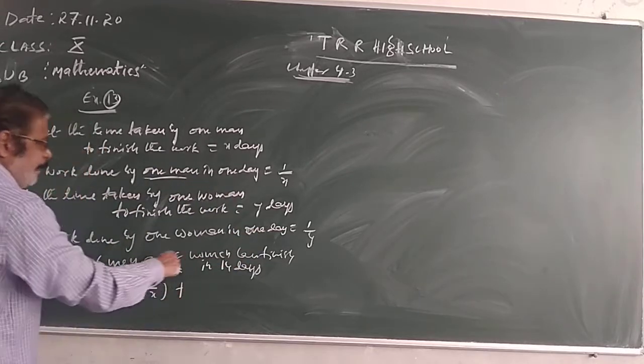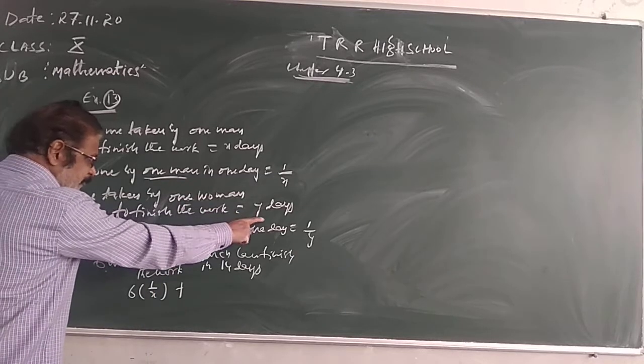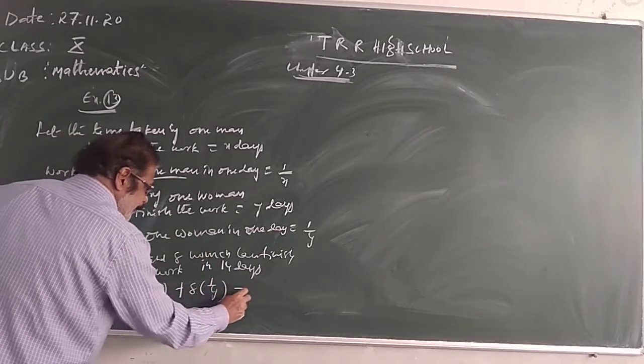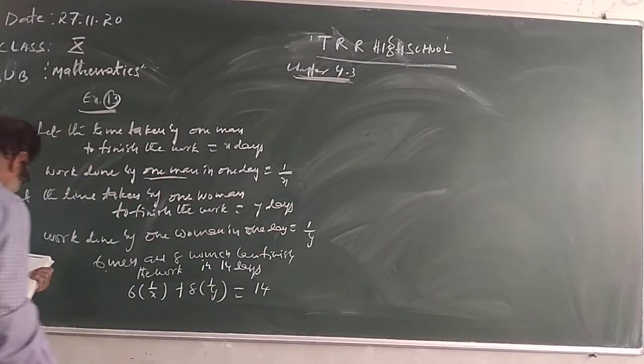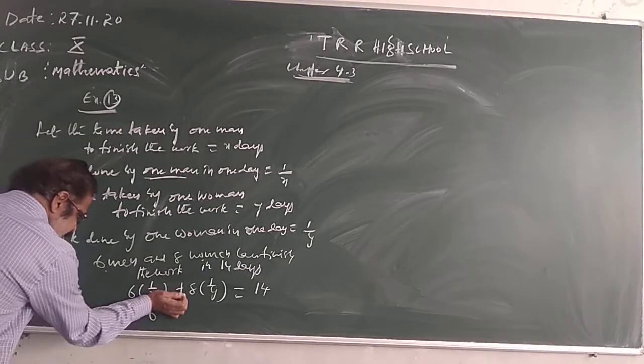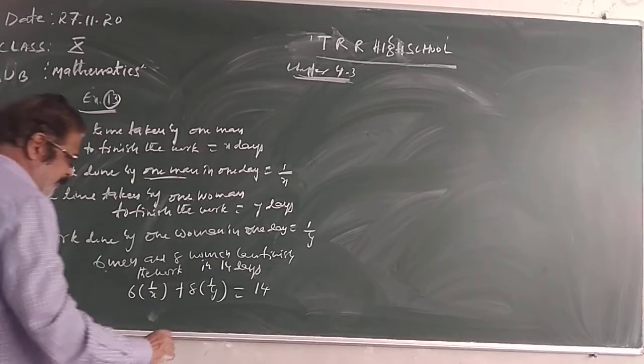Together, plus 8 women. One woman can do in one day 1 by y. How many women? 8 women, 8 into 1 by y. That equals how many days? 14 days. So this is 6 into 1 by x plus 8 into 1 by y equal to 1 by 14. This is one equation.